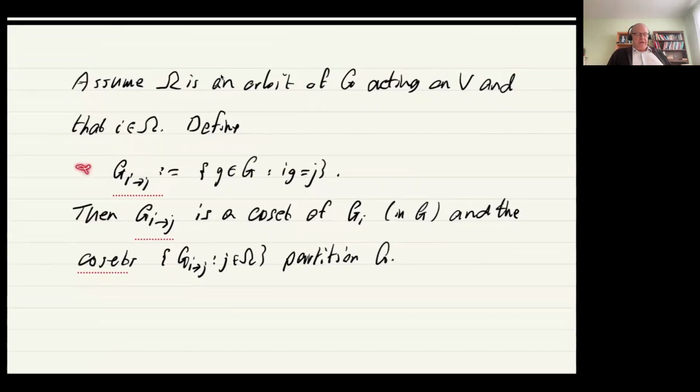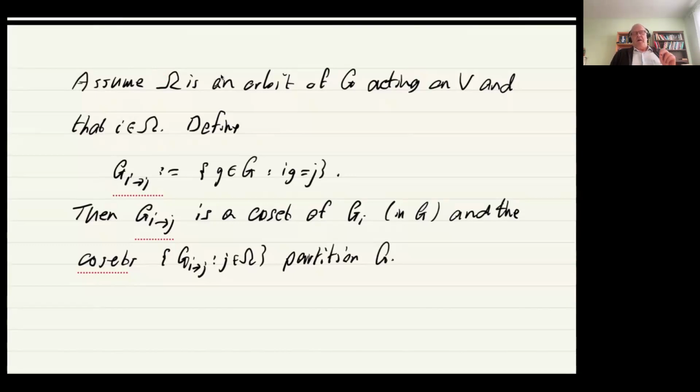We can also consider a kind of generalization. This is not particularly standard, but we only need it for 1 or 2 slides, so it's not going to matter much. So we assume omega is an orbit of the group. We pick a point I in omega, and a second point J, and I'm just going to define G, I, arrow J to be the elements in the group G that map I to J. Now, this is not standard notation, but I'm only using it for 1 or 2 slides, so it's not a problem.